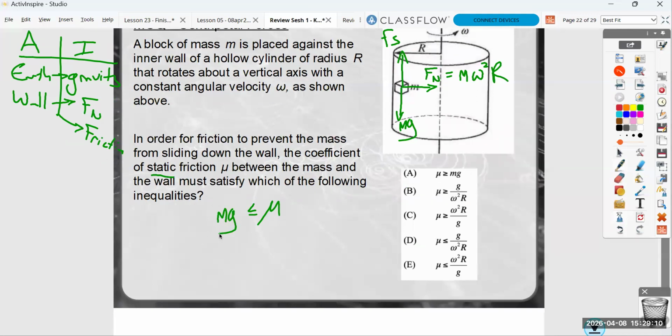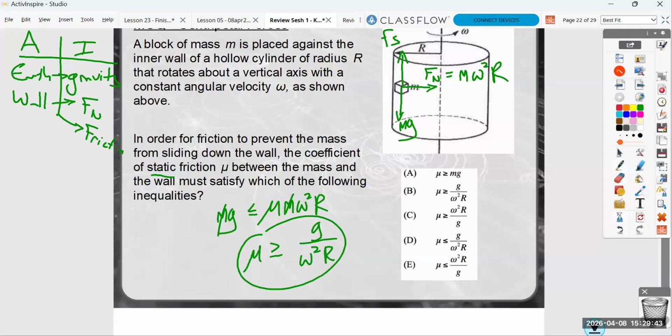And my mu times the normal force is going to be mu times m omega squared r, which means now I can do some cancellation. And I end up with mu has to be greater than or equal to g over this stuff. Oops, I put a mu on both sides because I'm not paying attention. I'm a wise guy. So we can go ahead and solve for this one, and it is B.